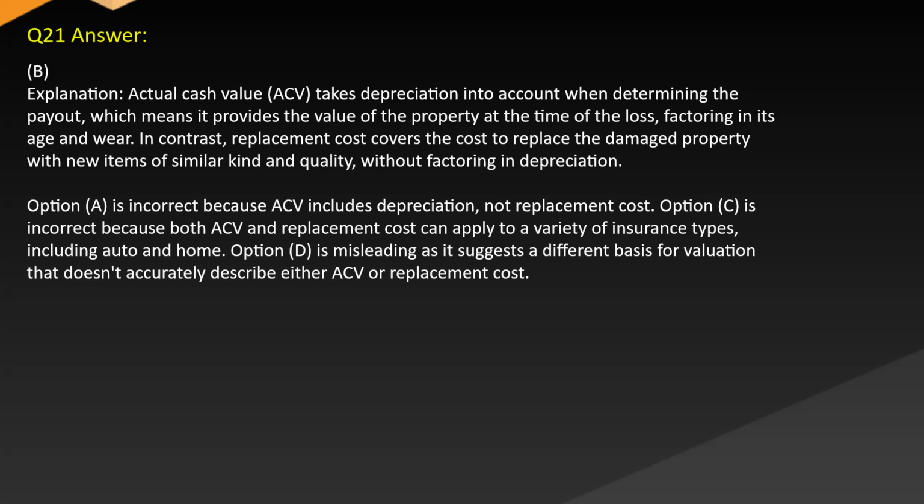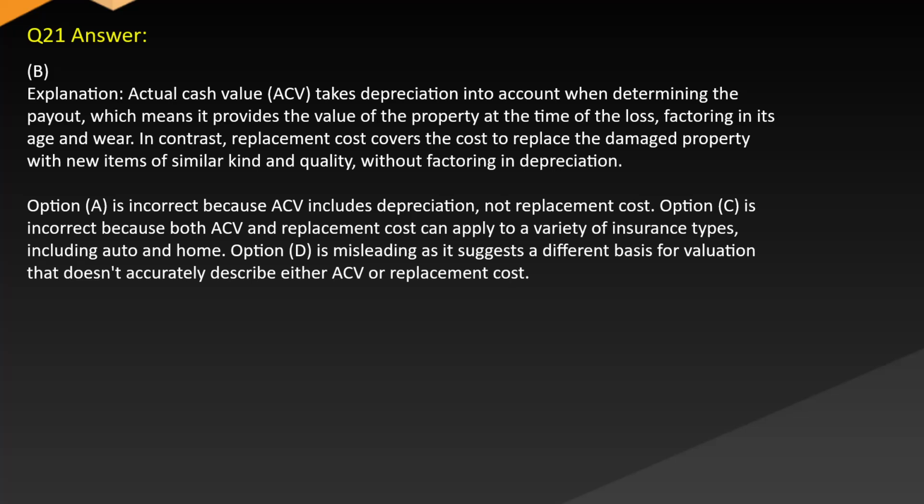Actual cash value (ACV) takes depreciation into account when determining the payout, which means it provides the value of the property at the time of the loss, factoring in its age and wear. In contrast, replacement cost covers the cost to replace the damaged property with new items of similar kind and quality without factoring in depreciation. Option A is incorrect because ACV includes depreciation, not replacement cost.